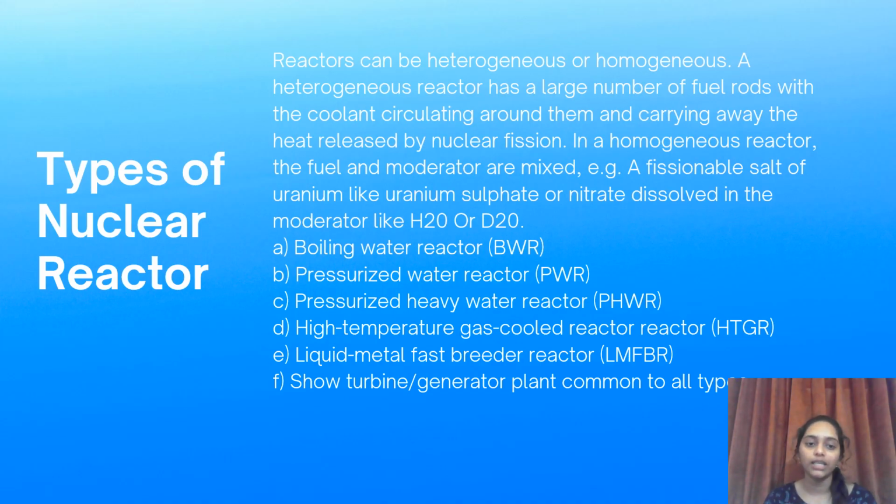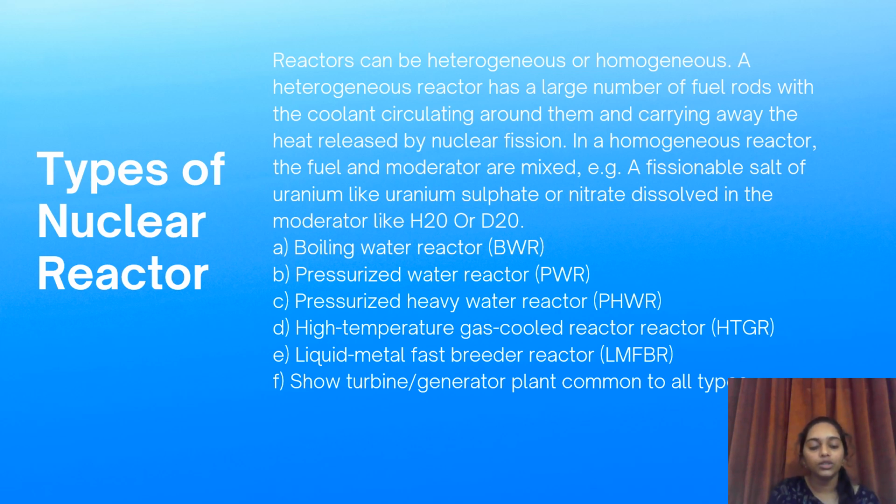Now let's discuss the types of nuclear reactor. Reactors can be heterogeneous or homogeneous. A heterogeneous reactor has a large number of fuel rods with the coolant circulating around them and carrying away the heat released by the nuclear fission. In a homogeneous reactor, the fuel and moderator are mixed. For example, a fissionable salt of uranium like uranium sulfate or nitrate dissolved in a moderator like H2O or D2O.